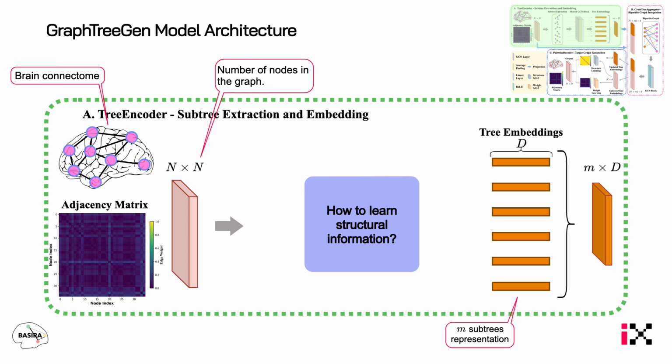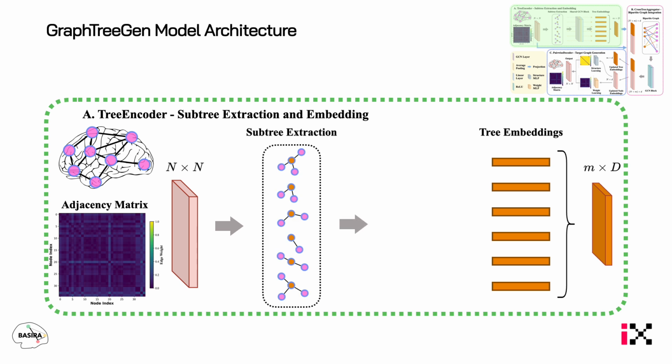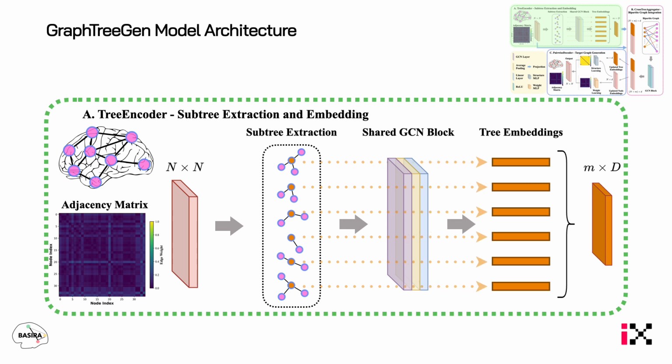How to find the most representative subtrees in a graph? Based on node entropy, computed from node degrees, we identify the top nodes with the highest entropy and set them as root nodes. We then collect their one-hop neighbors to form a set of subtrees. We then pass these subtrees through a shared GCN block to learn their embeddings, preserving the structural information.